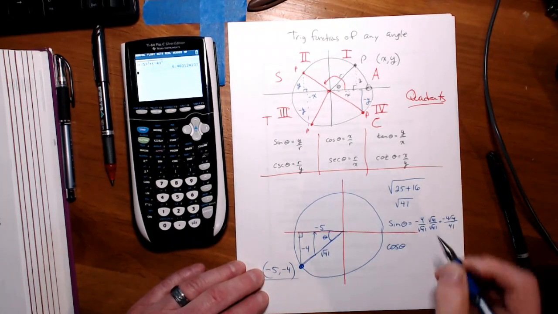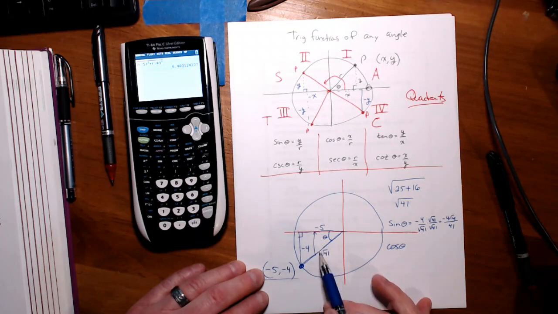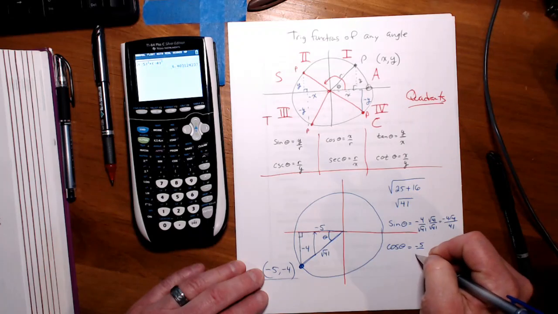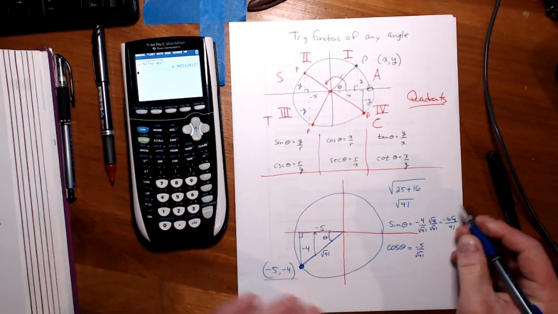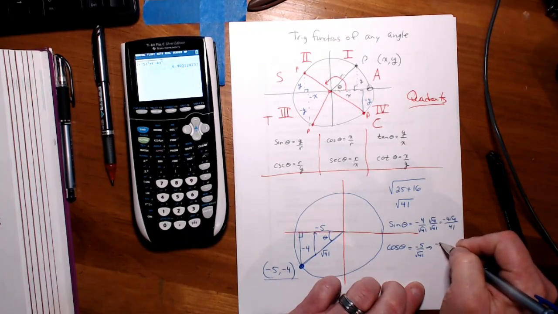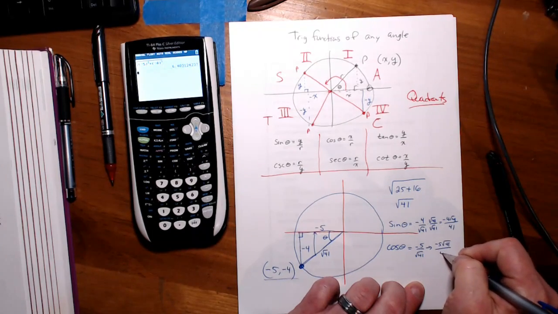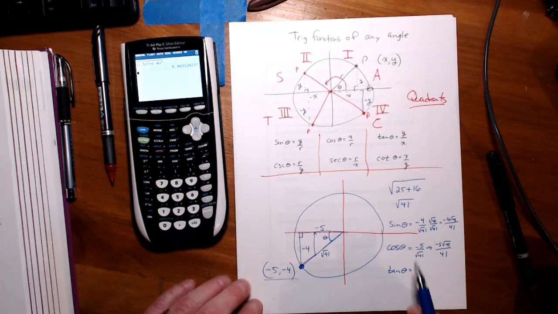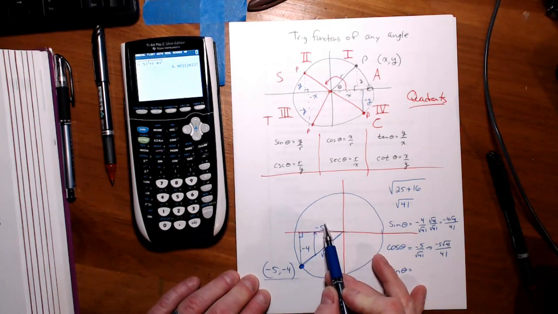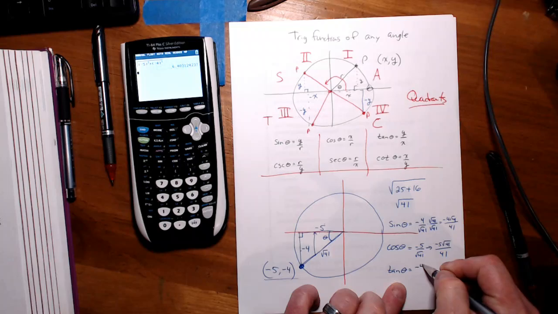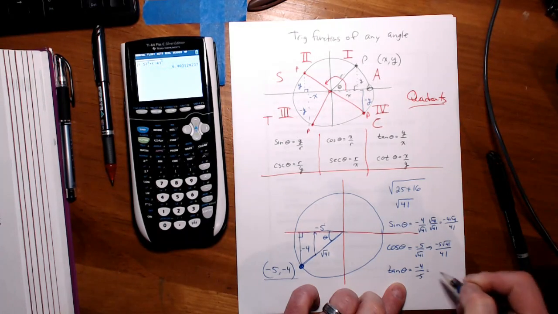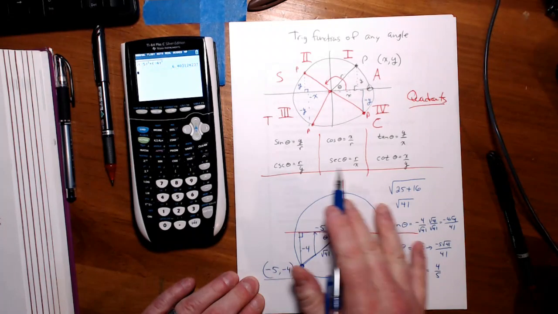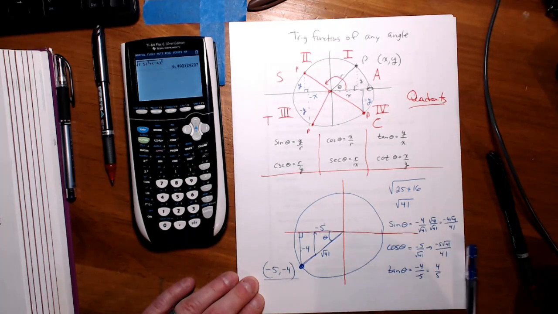Cosine of theta is going to be equal to the adjacent over the hypotenuse. So that's going to be -5 over the square root of 41. That's going to rationalize into -5 root 41 over 41. The tangent is going to be equal to the opposite over the adjacent. That's going to be -4 over -5. That's going to turn into positive 4/5. And then for the reciprocal functions, you can just flip these three.